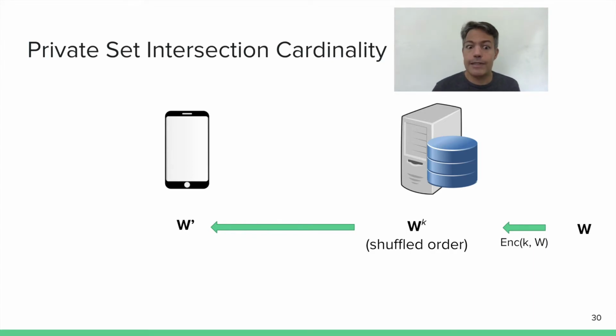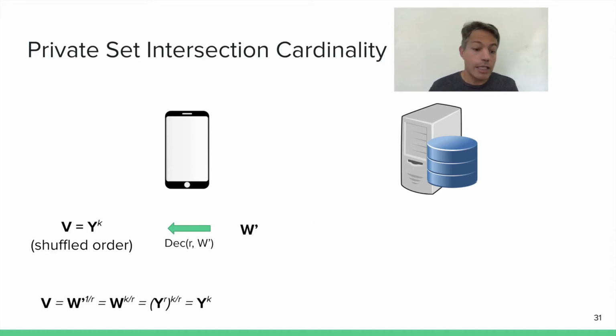So now the client gets this back, this set W prime that is in shuffled order and transformed by value K. So it can't tell which token maps to which in the input set, just that every item has been transformed by K. The client then undoes the transformation by R and gets out of it basically the set Y transformed by the server's value K, but the client doesn't know what K is, only that every item has been transformed by K. Notice that the server doesn't learn what the set Y is either.